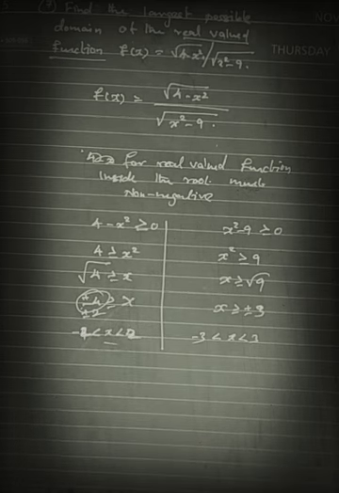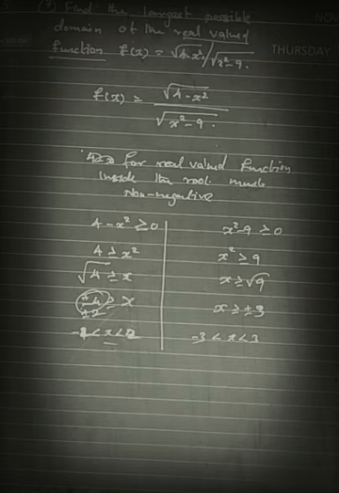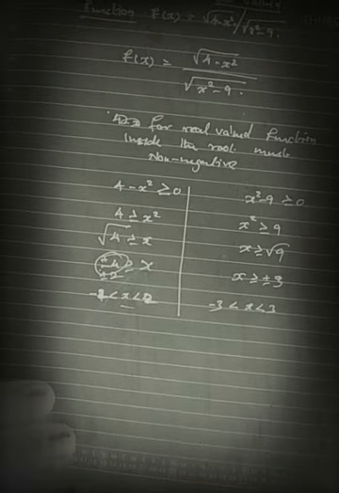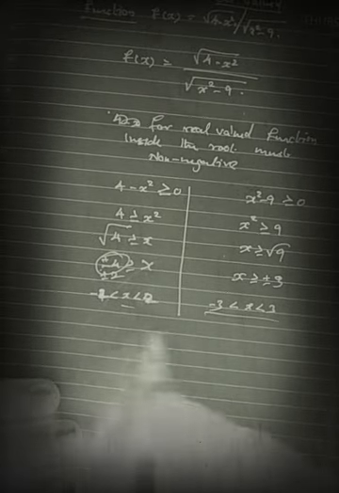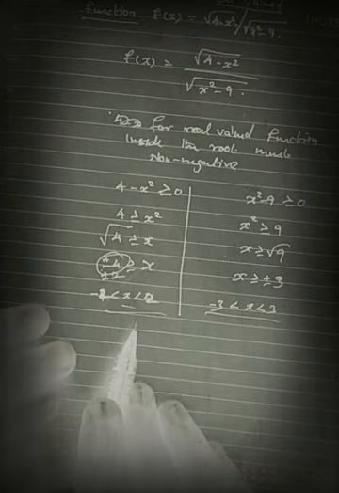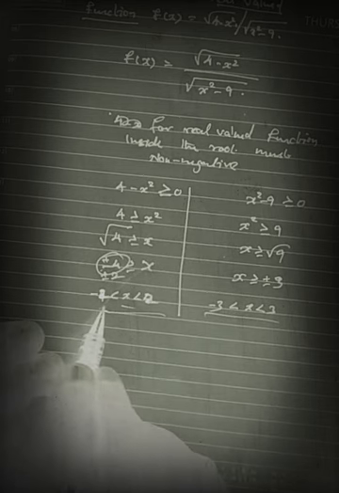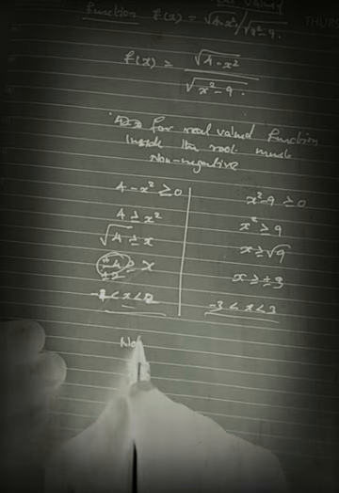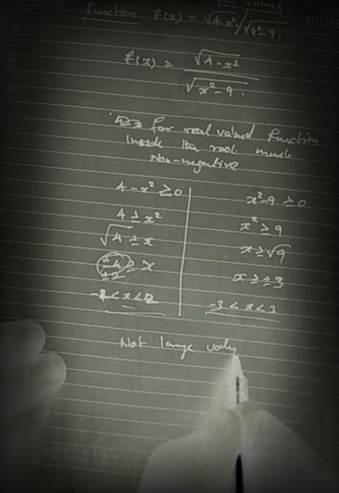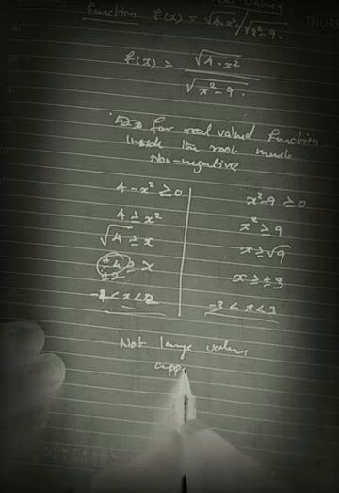So you can see the x value, no larger possible domain. The domain is the null set. We can write this. Here they are asking for the largest possible domain, but here the value coming is very small. Therefore we will say there is no largest value.